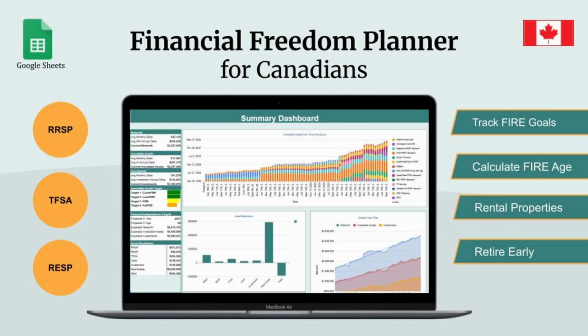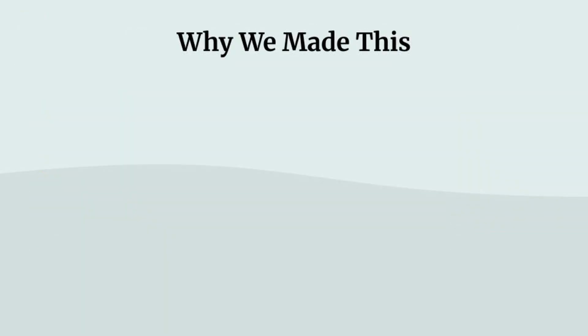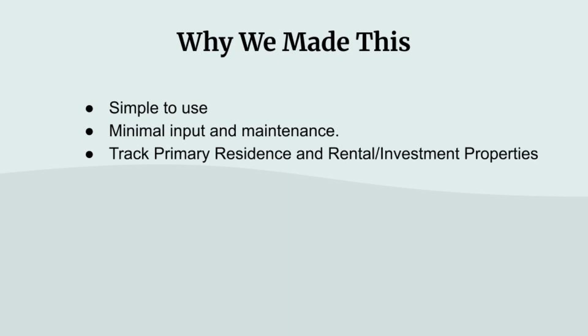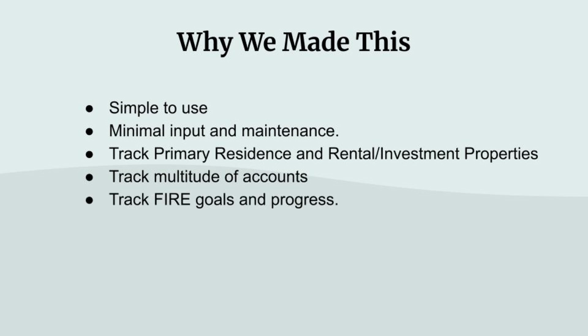We built this Google Sheets template because out of all the options available, we weren't able to find one that met all of our needs. Simple to use while providing valuable insight and tracking on my progress. Require minimal input and maintenance. I didn't want or need to track every expense and categorize them into a monthly budget. Track my primary residence along with my rental/investment properties, up to 3 properties total. Track a multitude of accounts, up to 25 accounts. Track my FIRE goals and progress. Attempt to predict my FIRE year/age.